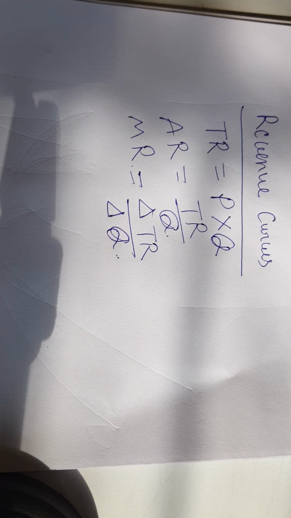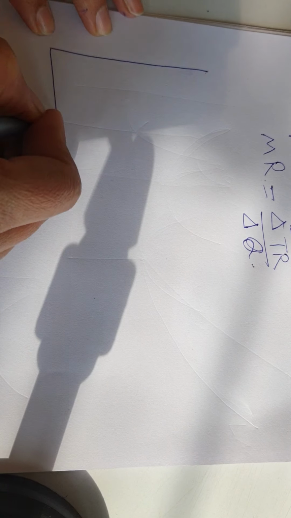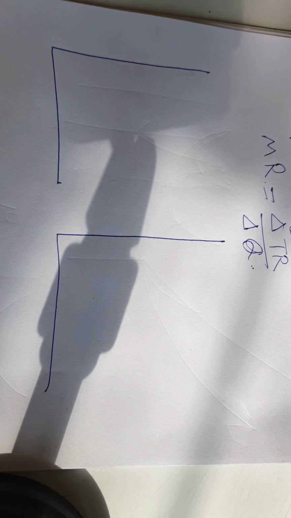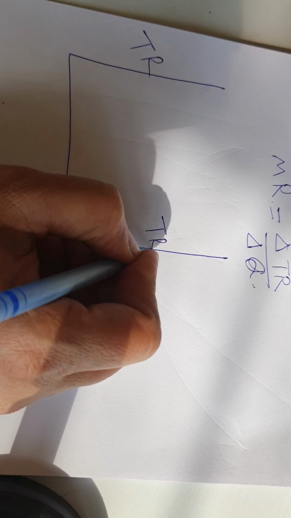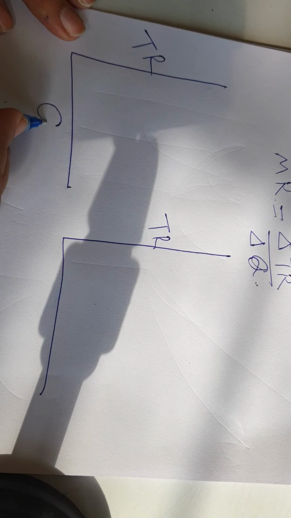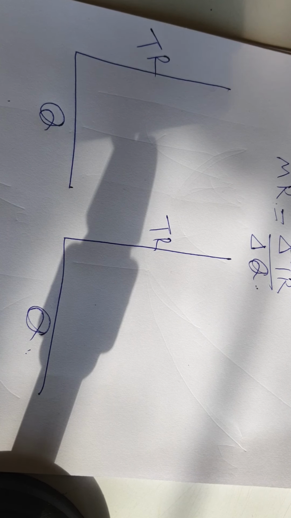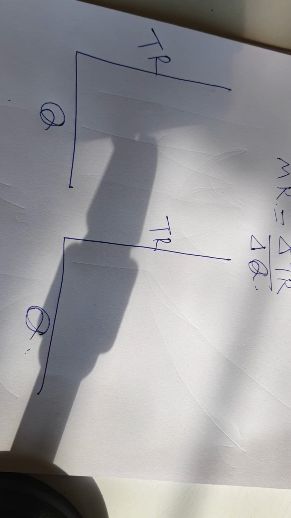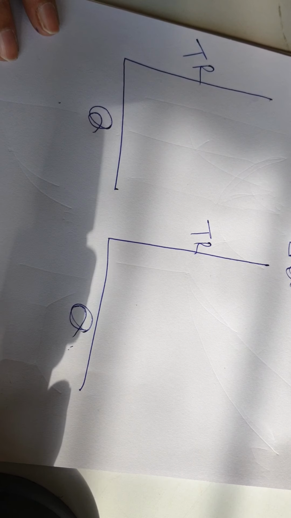So there are two types of revenue curves. Broadly, we can divide them in two types. When we talk about our total revenue, it can be of two types. How can it be of two types? I will draw my total revenue curves here, depending upon the quantity, though it also depends upon your price. There can be two different situations.